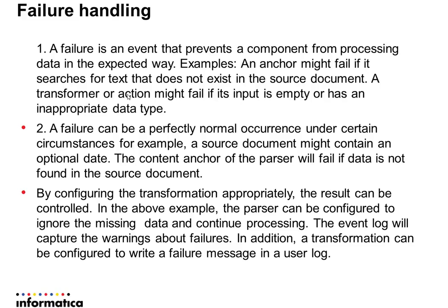A failure can be a perfectly normal occurrence under some circumstances. For example, a source document might contain an optional date. The content anchor of the parser will fail if the data is not found in the source document. By configuring the transformation appropriately, the result can be controlled. In the above example, the parser can be configured to ignore the missing data and continue processing. The event log will capture the warning about failures. In addition, a transformation can be configured to write a failure message in the user log.